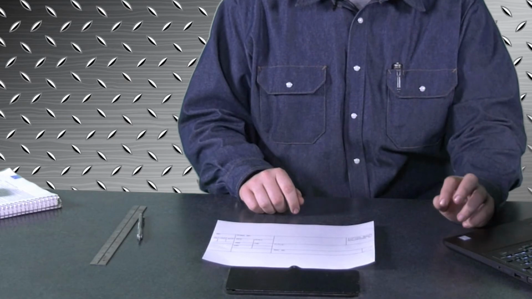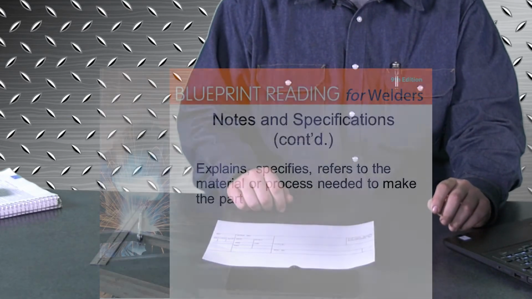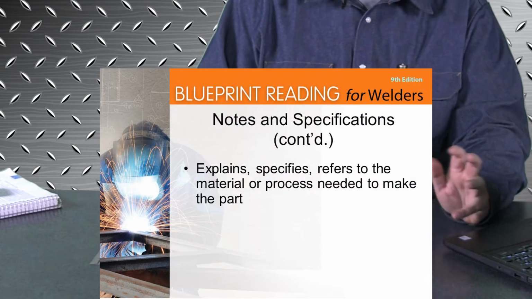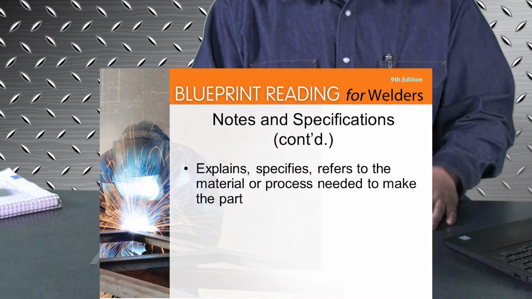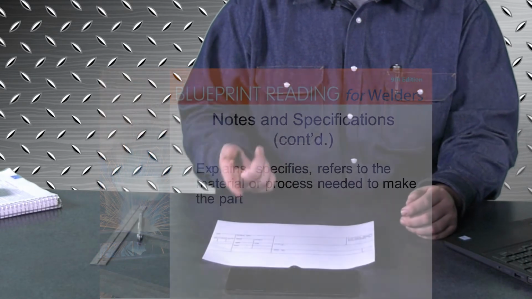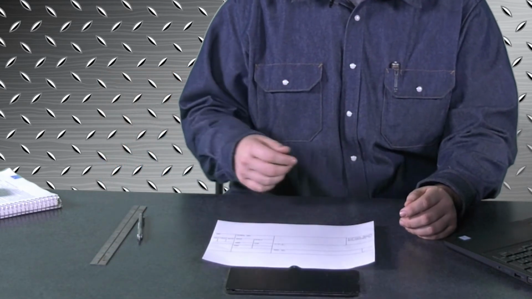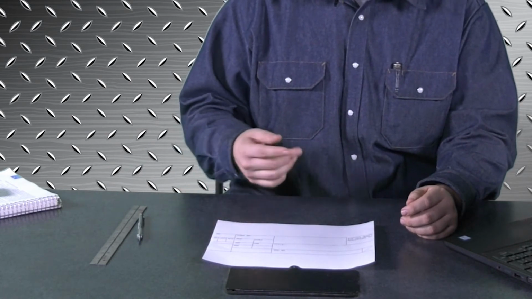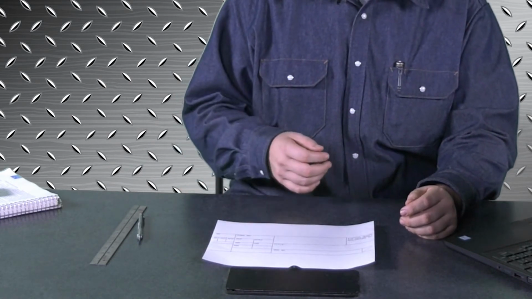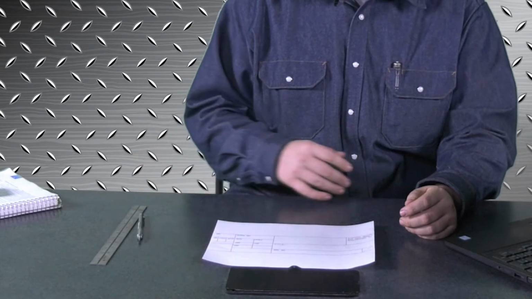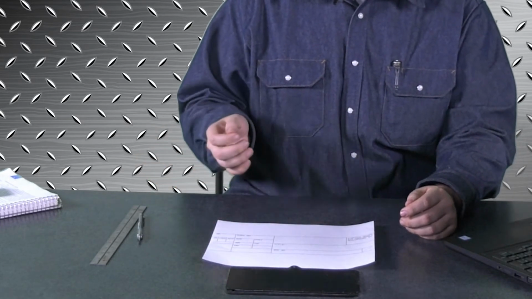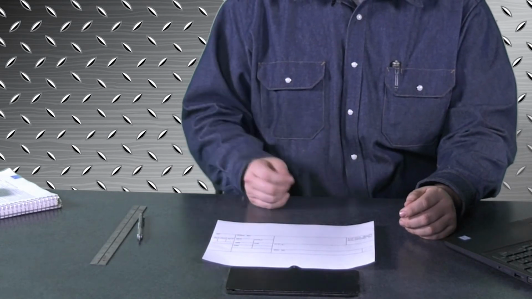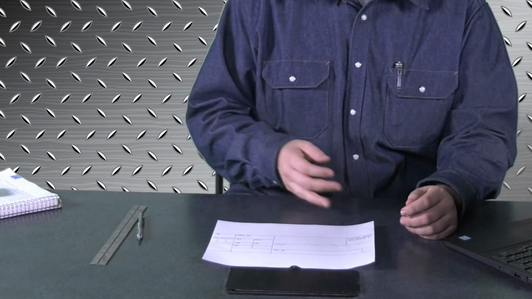Now, all the lettered information is going to explain, specify, or refer to the material or process needed to make that part. It'll let you know, are you using steel? What type of steel you're using? Which grade? If you're going to use a certain welding process, are you going to be stick welding, MIG welding? What type of amperage should you run? Are you going to have to preheat it, post-heat it, anything like that? This is all information that will be included in either a note or a specification.